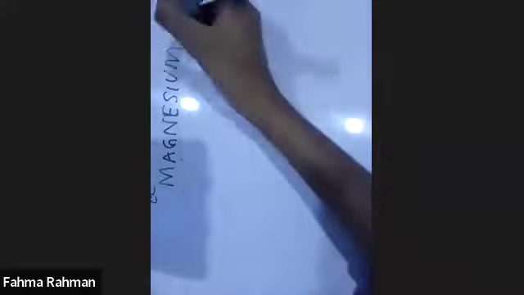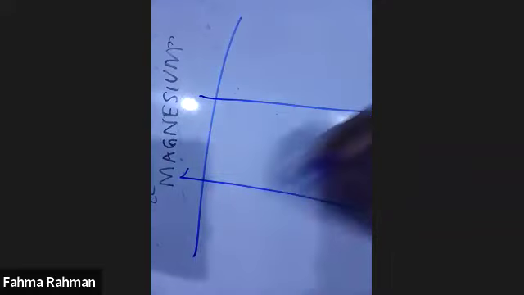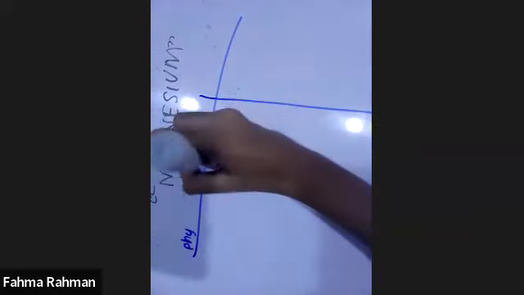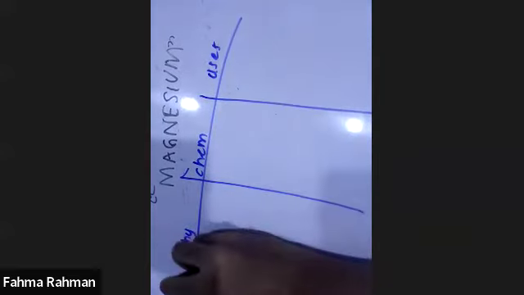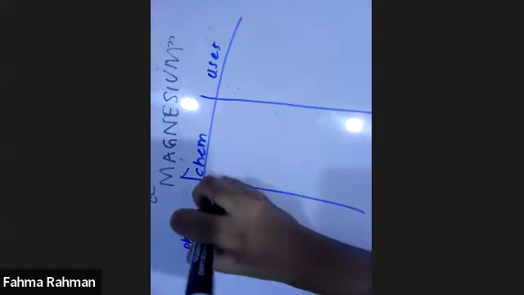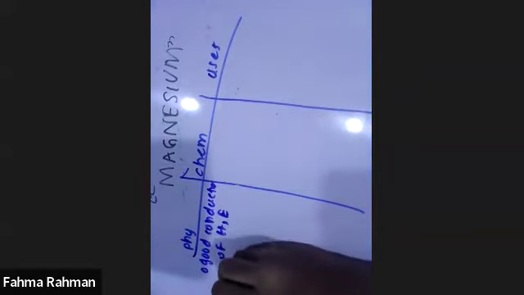Magnesium is also very easy. If you have to study magnesium, that is also very easy. Same as sodium, even magnesium has chemical properties, physical properties, and uses as well. So if you take magnesium, again divide it into a small table: physical properties, chemical properties, and uses. That's very easy. The physical properties: it is a good conductor of heat and electricity, and it has a higher density.